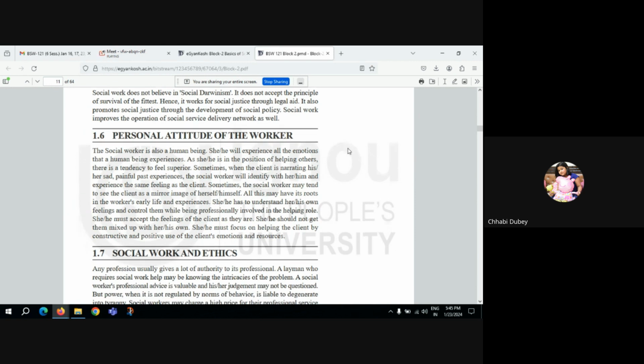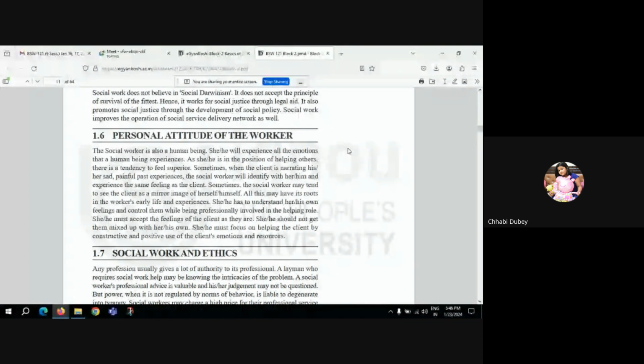Now, since we know that a social worker is also a human being, he or she is going to experience all the emotions that a human being will experience. Once he or she is in a position of helping others, there can be a tendency to feel superior. Sometimes the client is narrating an experience and the social worker will identify with him or her, and they will experience the same feeling. So you tend to get involved very deeply, emotionally, with the client.